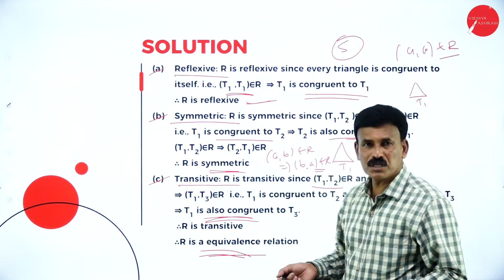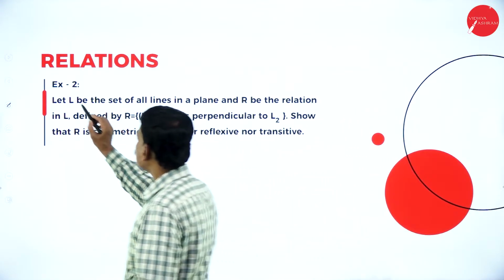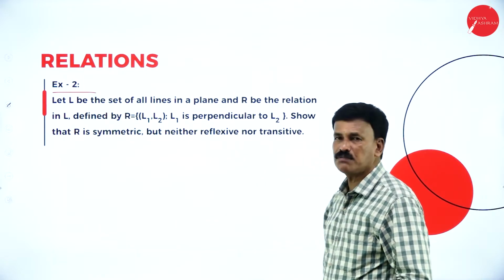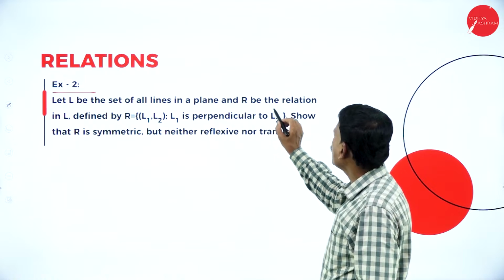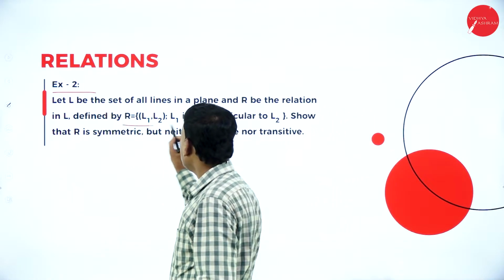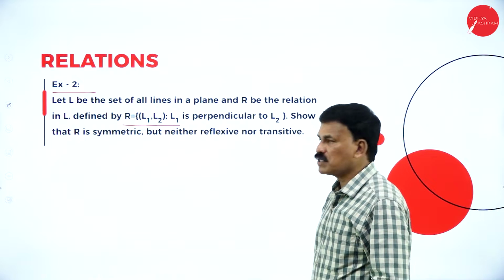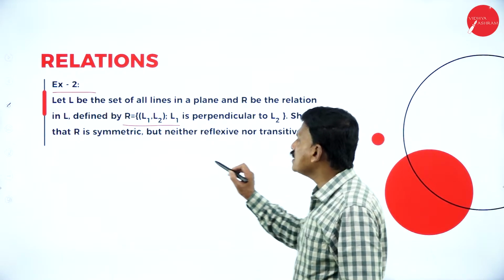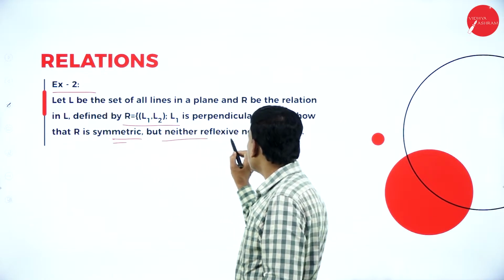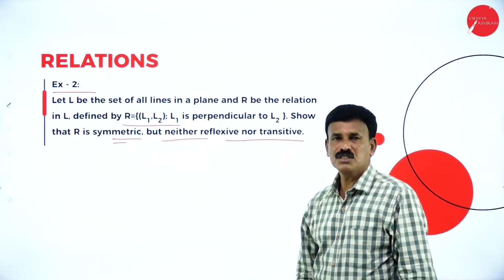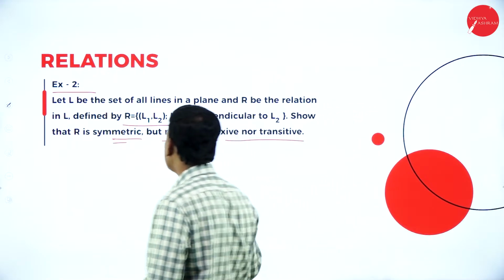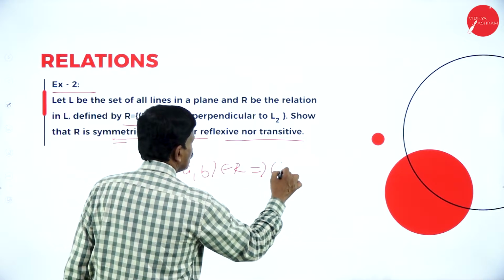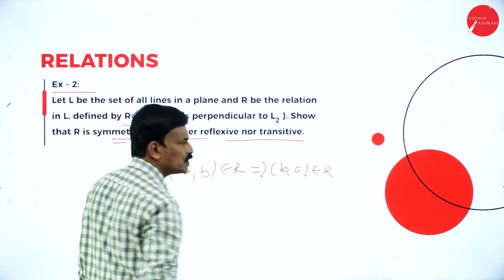Now, let us take example 2. What is example 2? Let L be the set of all lines in a plane, and R be the relation in L defined by R = {(L1, L2) such that L1 is perpendicular to L2}. Show that R is symmetric but neither reflexive nor transitive. Now, what is to be proved here is R is symmetric. Symmetric means (A, B) belongs to R implies (B, A) belongs to R. This is to be proved.